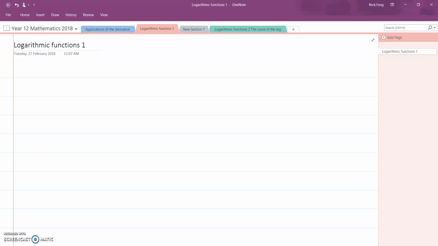Hey girls, apparently you didn't do log before, so I have to adjust the lesson. So let's start learning about the logarithm function.